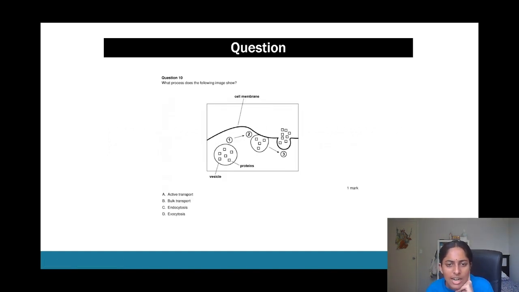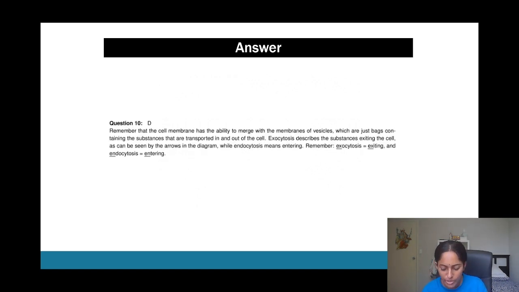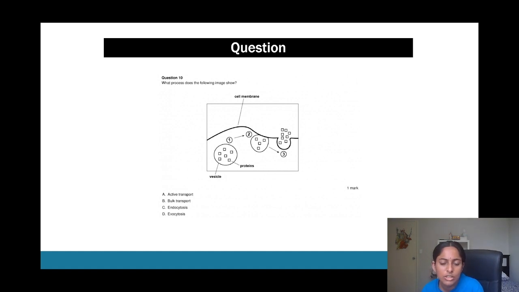The next question is looking at the following image, and it's asking you what process does it show. So pause this video and have a go at the question. Hopefully you had a go at this question. This question is showing you exocytosis. Remember that exo means going out. So therefore you're removing something out of the cell through the cell membrane. And you can see that because the vesicle over here pushes itself and then eventually gets released.